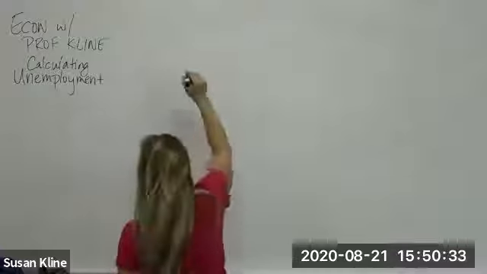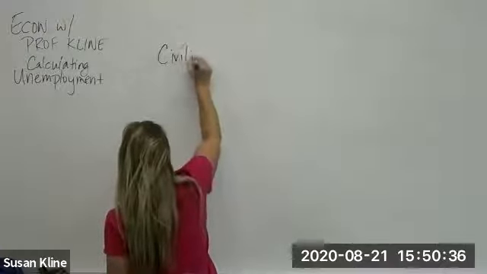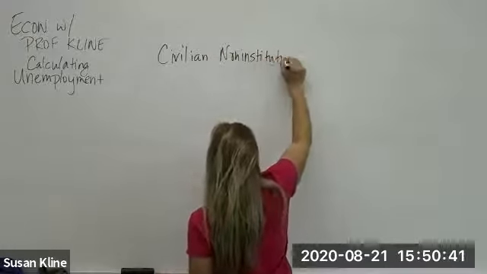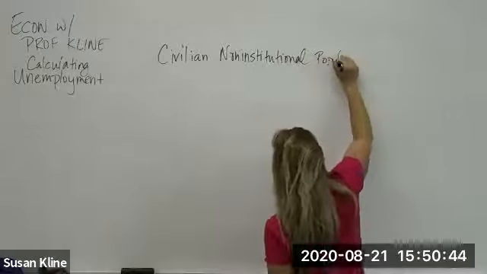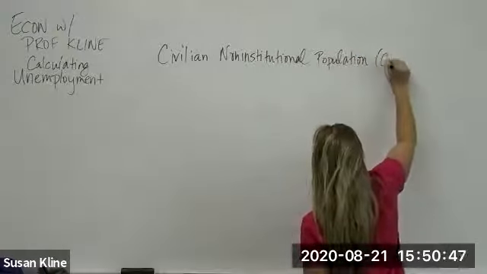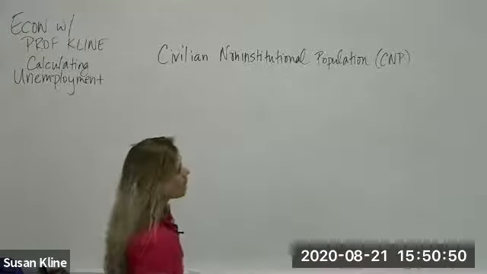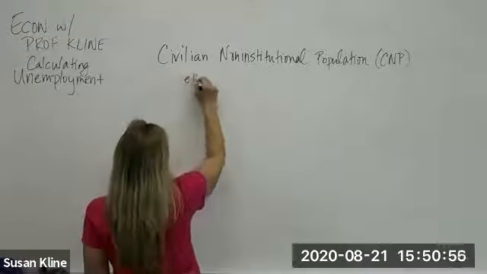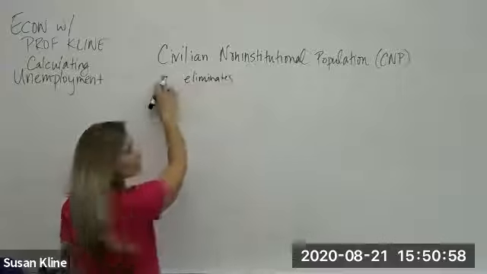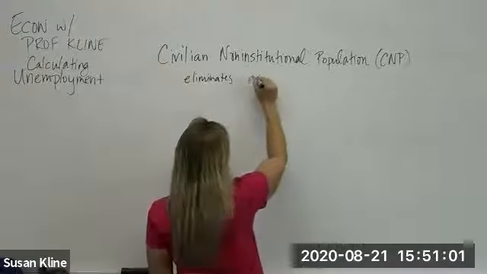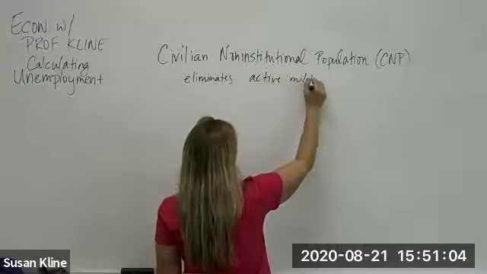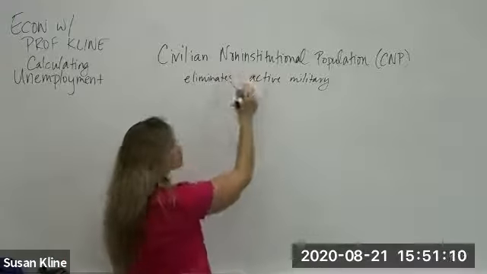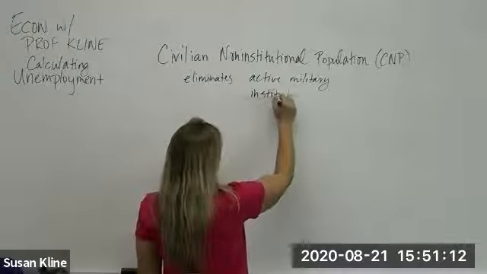When we start with unemployment as economists, we actually start with the civilian non-institutional population. So what is the civilian non-institutional population, which we will abbreviate CNP? Well, it takes the total population of the United States and then it weeds out any active military. Right? And then it also eliminates anyone who is institutionalized, right? Such as prisoners.